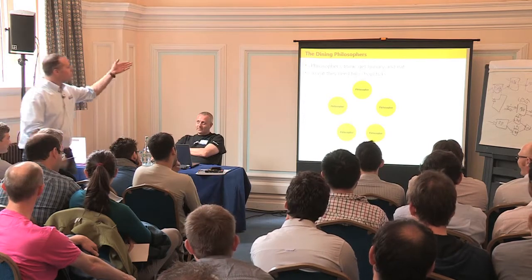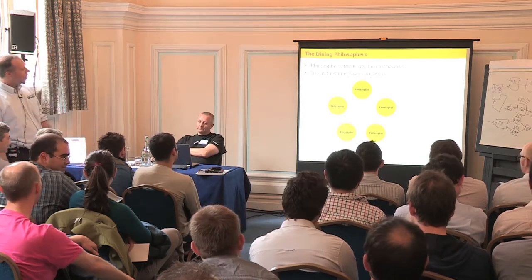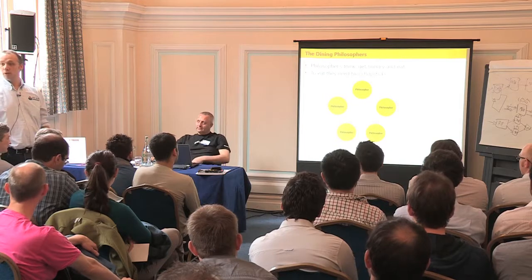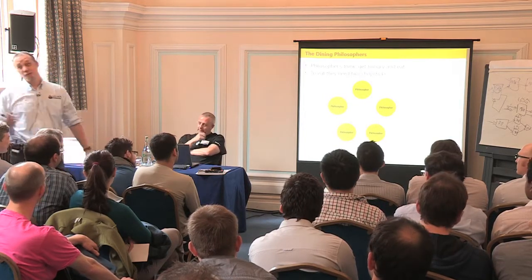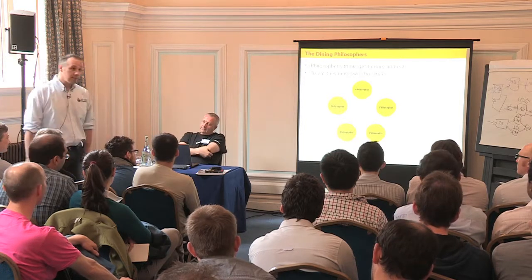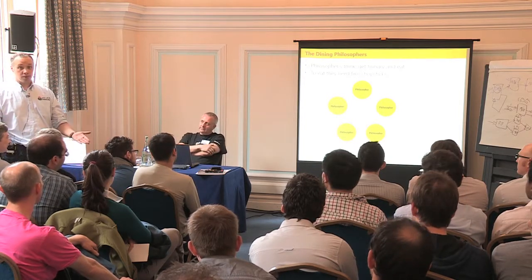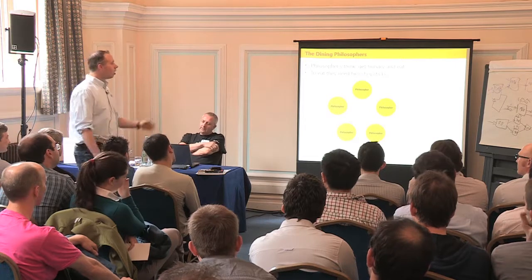But anyway, we've got these chopsticks here, and for a philosopher to eat, they have to have 2 chopsticks. However, there's a slight problem here, isn't there? Because we've got 5 philosophers and 5 chopsticks. For them to all eat at the same time, we'd need 10 chopsticks. So the classic dining philosophers problem is this.